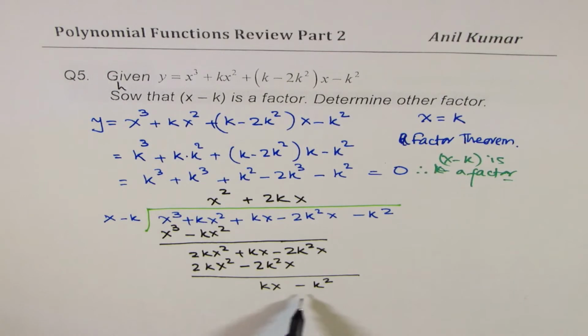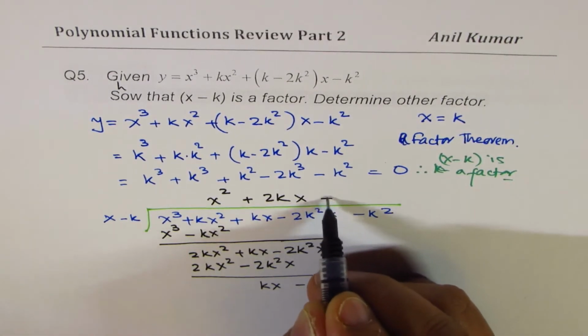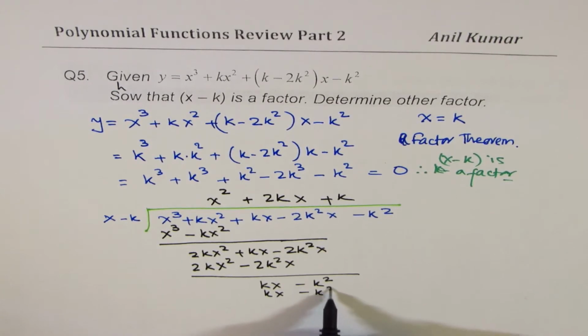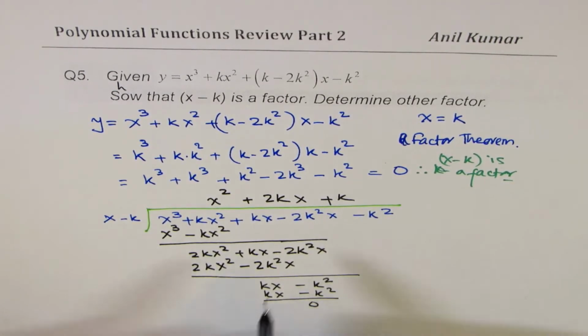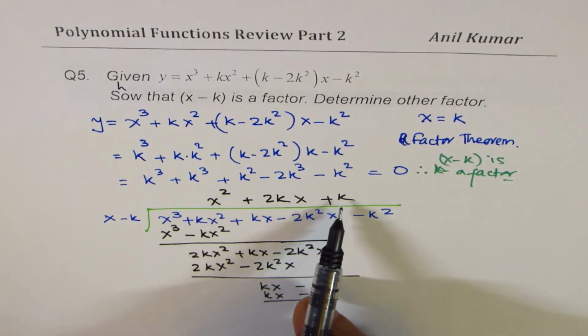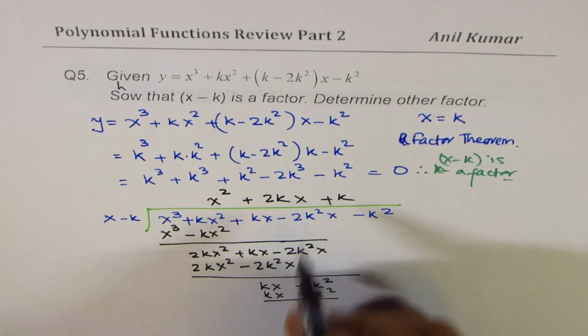Now it goes k times. So plus k will give us kx minus k square. The remainder is 0. That means the other factor is x square plus 2kx plus k. Is that clear? So we found the other factor.